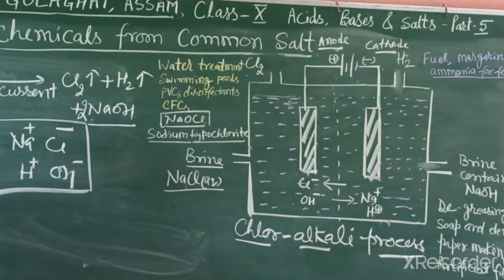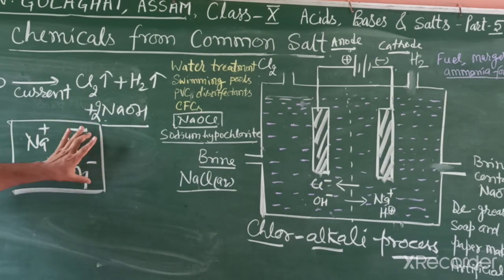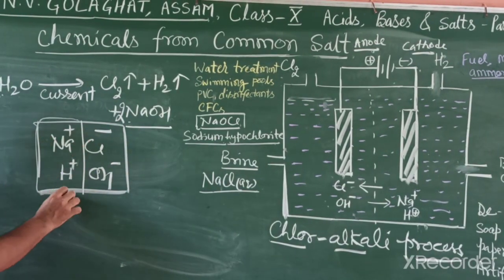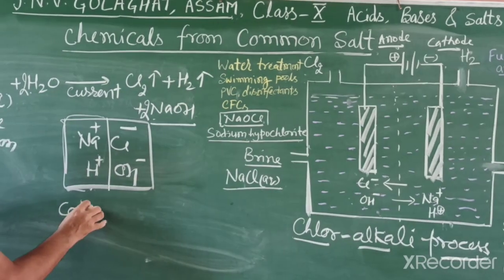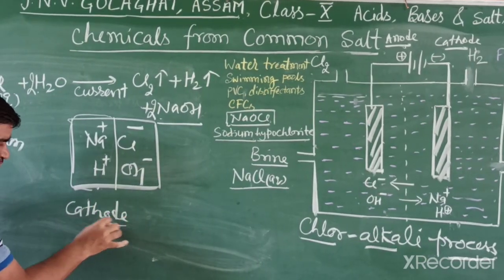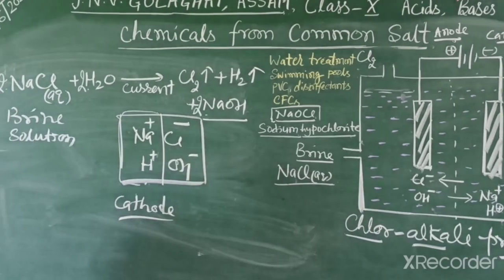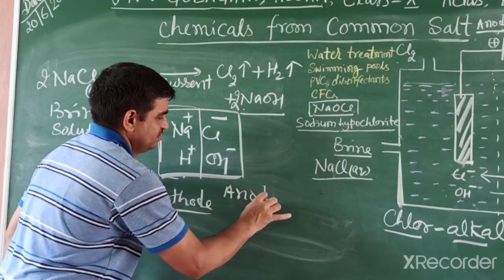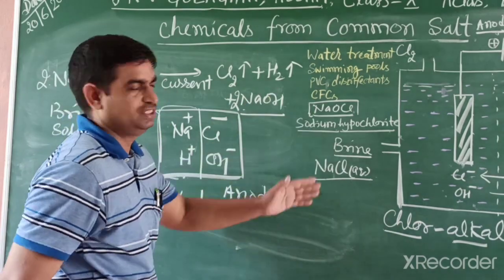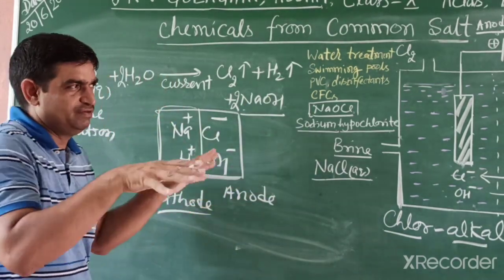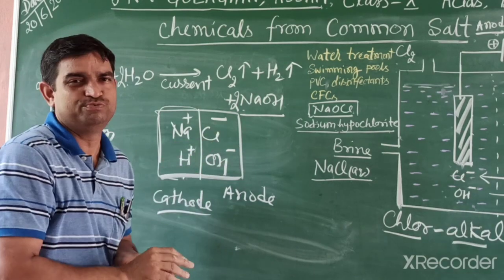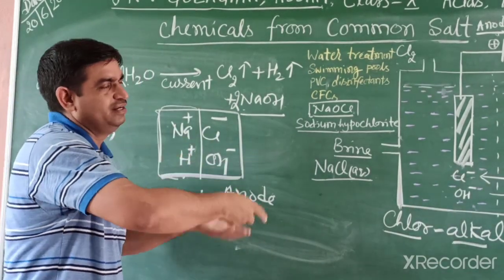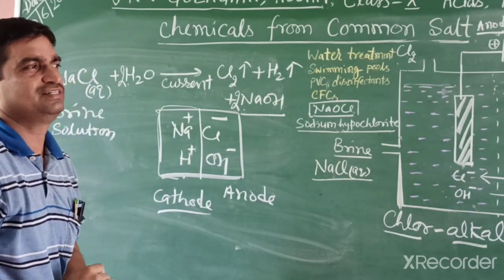So out of these four ions, two are positive, two are negative. The positive ions move towards the cathode. Why do they move towards the cathode? Because the cathode is negatively charged. And the negative ions move towards the anode. Why? Because the anode is positively charged and they are negative. When we pass current, opposite charges move. So when we pass current, which will be liberated? It depends on their nature.